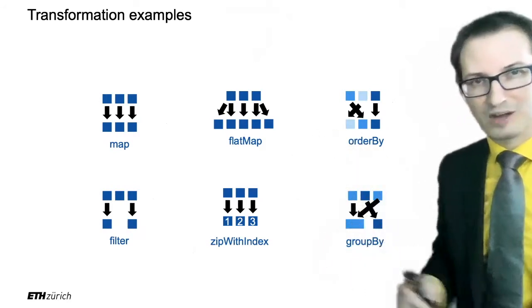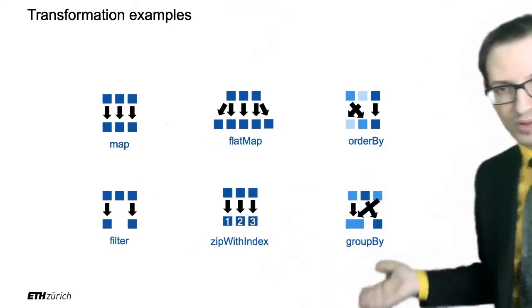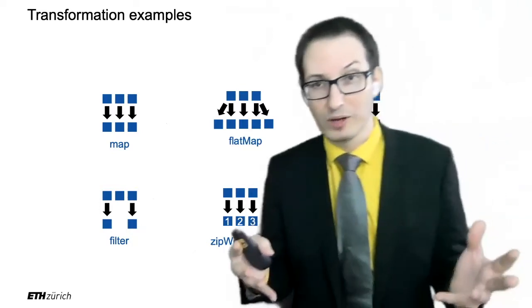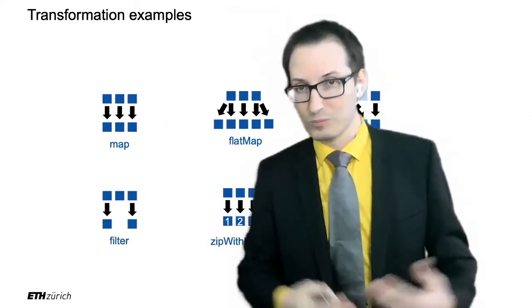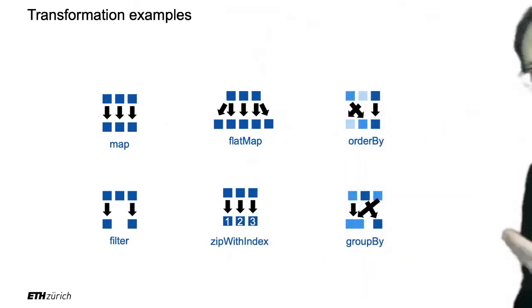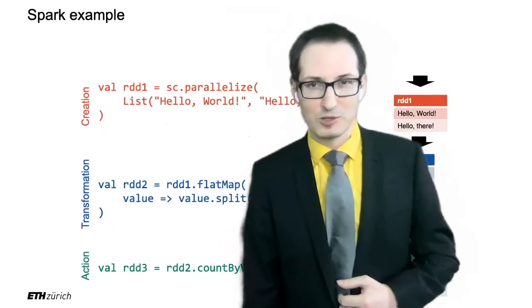And there's a whole menu. It's like in a restaurant, you have a whole menu of transformations to pick from: map, flat map, order by, filters, filter with index, group by. These are just a few examples of that. It's like a big Lego game. And then you can build your data processing job with all these primitives and get Spark to do whatever you want to do with your large collection of messy data.